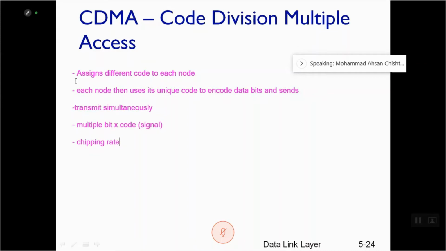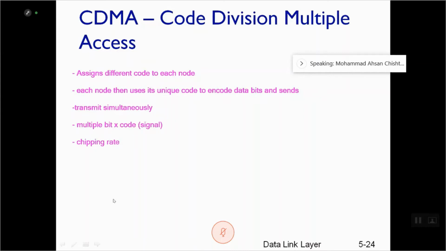So CDMA, as the name itself says, code division multiple access. You have the data, multiply it with the code, and this code is unique to it, and then you send the signal. Everyone can simultaneously send their uniquely coded signal, and this modulated coded signal has a much higher bandwidth.